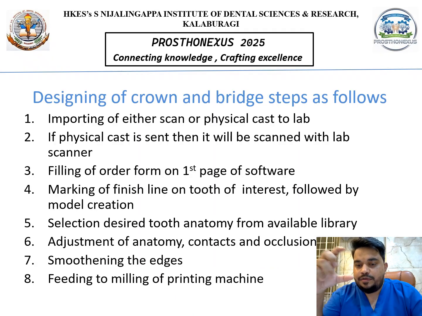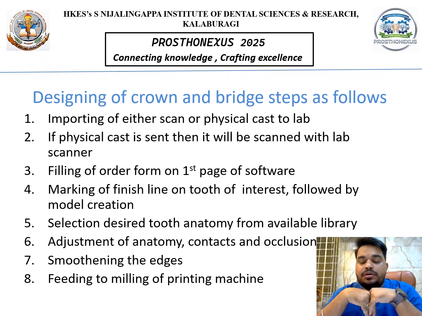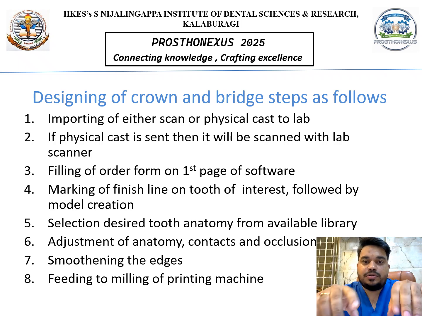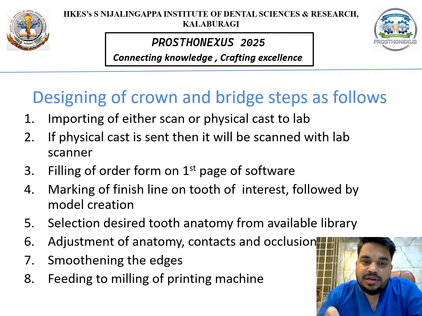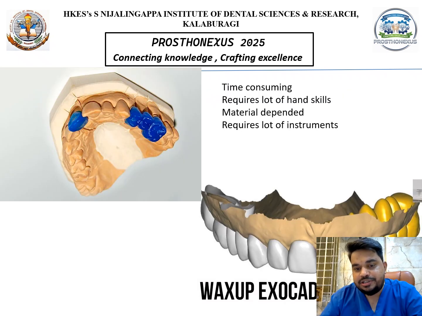So we just saw the video. It was just a glimpse of how we fabricate single crowns. It is all about importing the scan, physical or a cast. If the physical cast is there, it needs to be scanned with the lab scanner. Then fill the order form on page one of the software, mark the finish line, and select the desired anatomy from the library. Then adjust the anatomy, occlusal contacts, and the mesial and distal contacts. Smoothen the edges, then feed it to the milling machine.